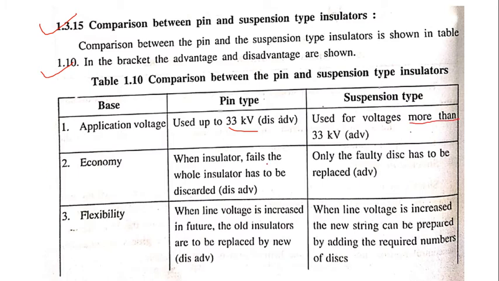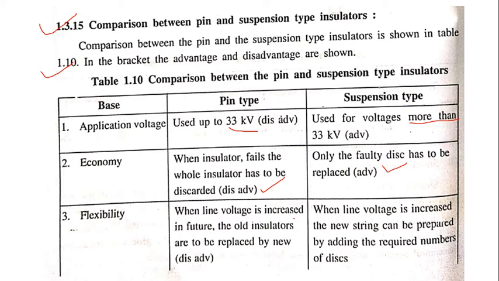Economy: when a pin insulator fails, the whole insulator has to be discarded, or we need to change the whole insulator. While in the suspension type we can change the particular disc, and we do not require to change the whole insulator. It is the advantage.